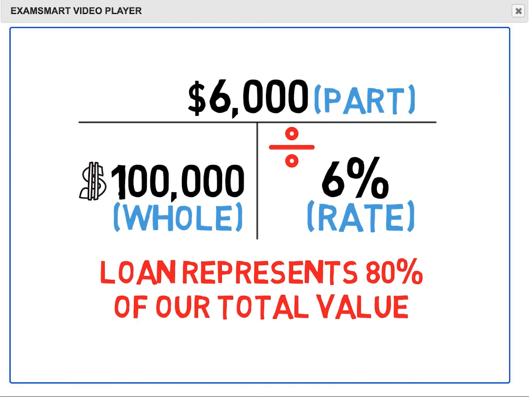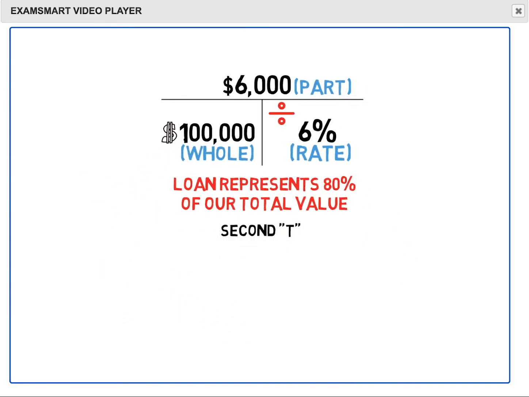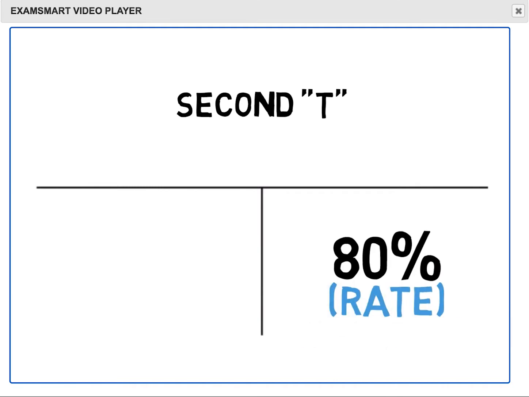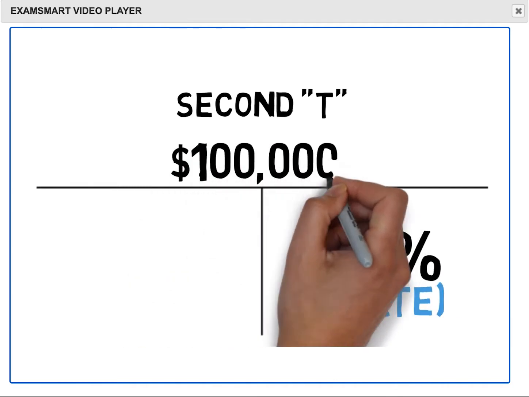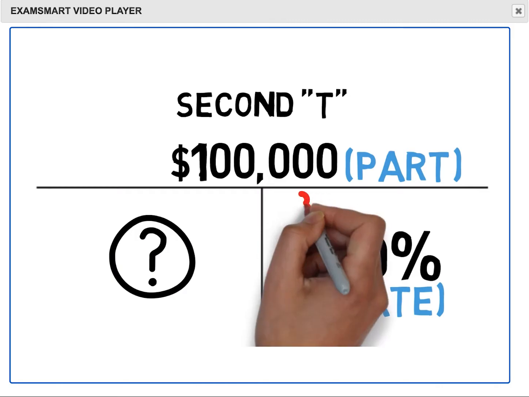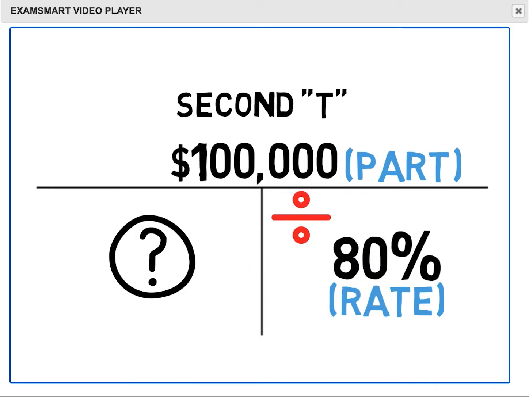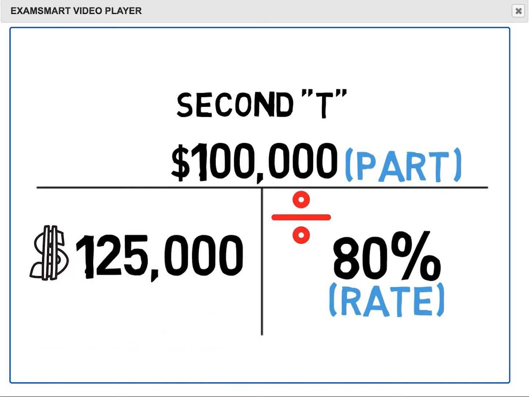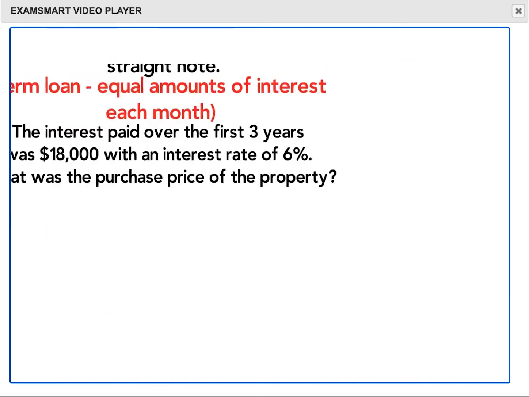So now we go to our second T. We know where 80% goes, bottom right for your percentage. The $100,000 loan will go up on top for the part, because the loan amount represents part of the total value. So we take $100,000 and divide by 80%, and that gives us our whole amount for the total value of $125,000, and that would be our answer.